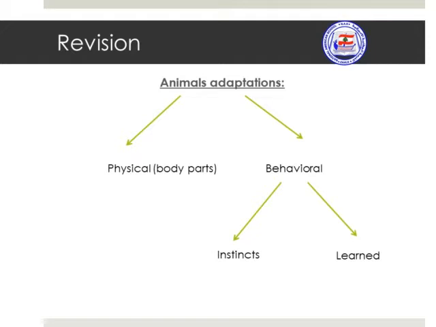We said that not only plants are adapted to their environments, but also animals. We have two types of adaptations, which are physical, which means body parts, and behavioral. For the behavioral, there are also two types. Instincts, which means the behaviors that are born with the animal. The animal is born knowing how to do them. And learned behaviors, which means that the animal learns how to do these behaviors by watching others.